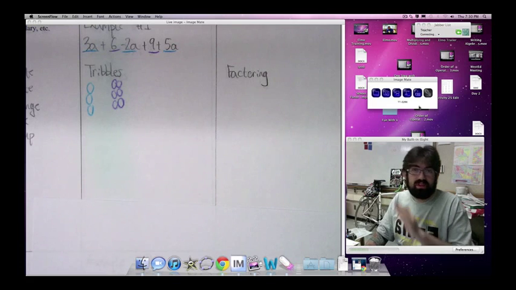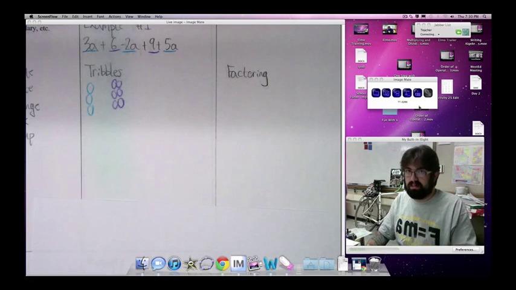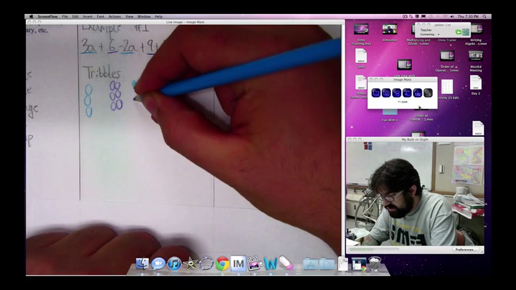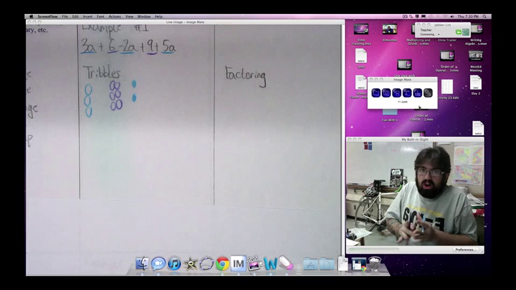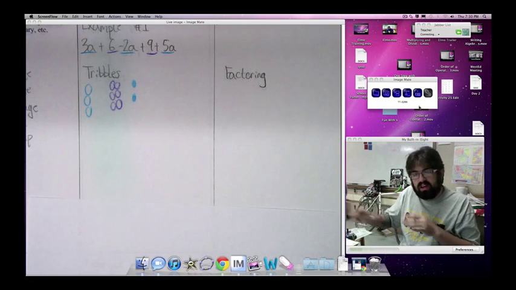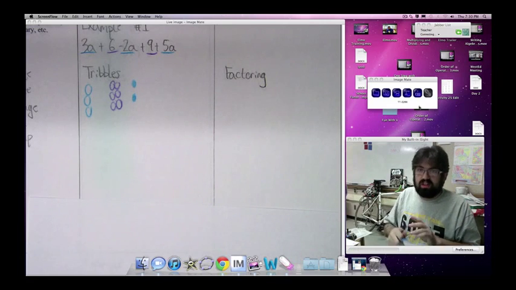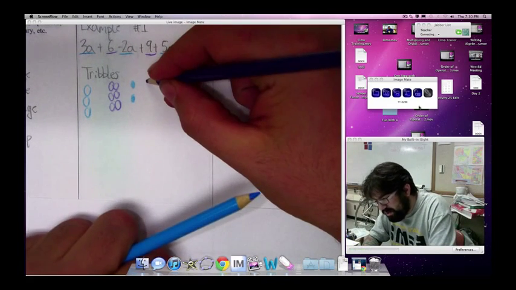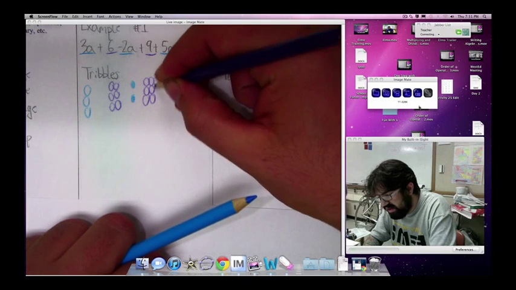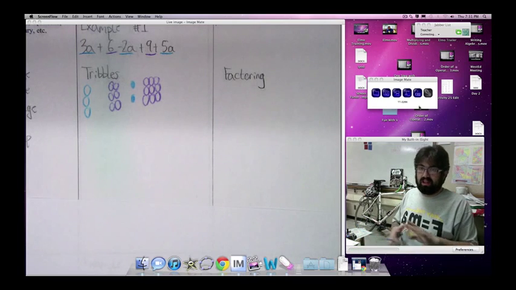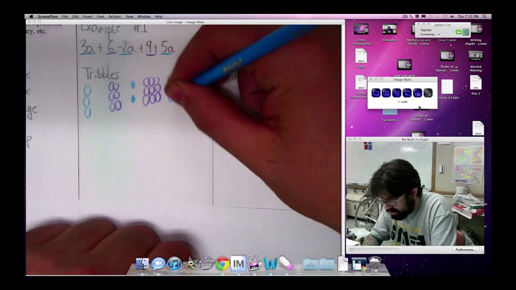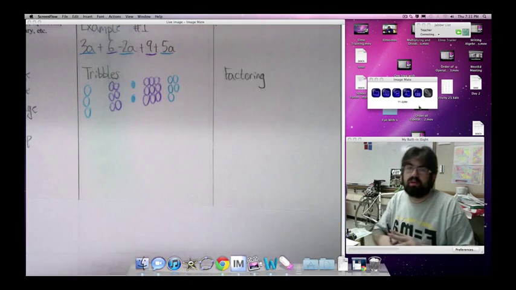Minus 2a really means negative 2a, but minus 2a means add the opposite. So I've got 2 evil a's, and the evil a's are looking to see what the good a's are doing, because the evil a's are spying on the good a's. It's all a game. Positive 9: 1, 2, 3, 4, 5, 6, 7, 8, 9. And then we have positive 5a: 1, 2, 3, 4, 5.